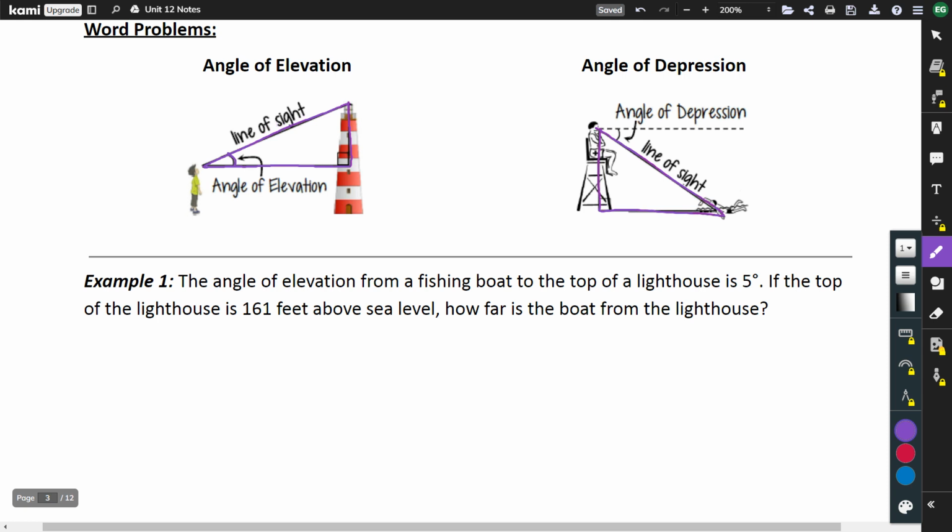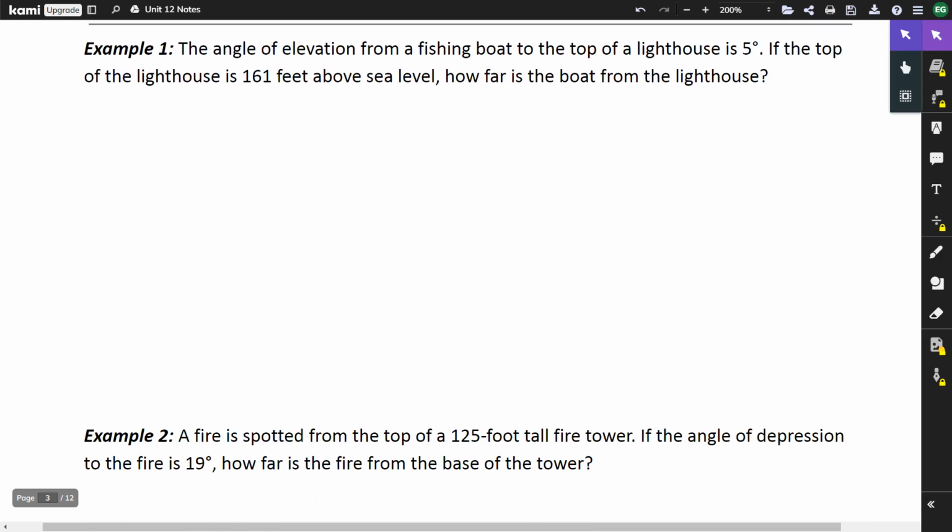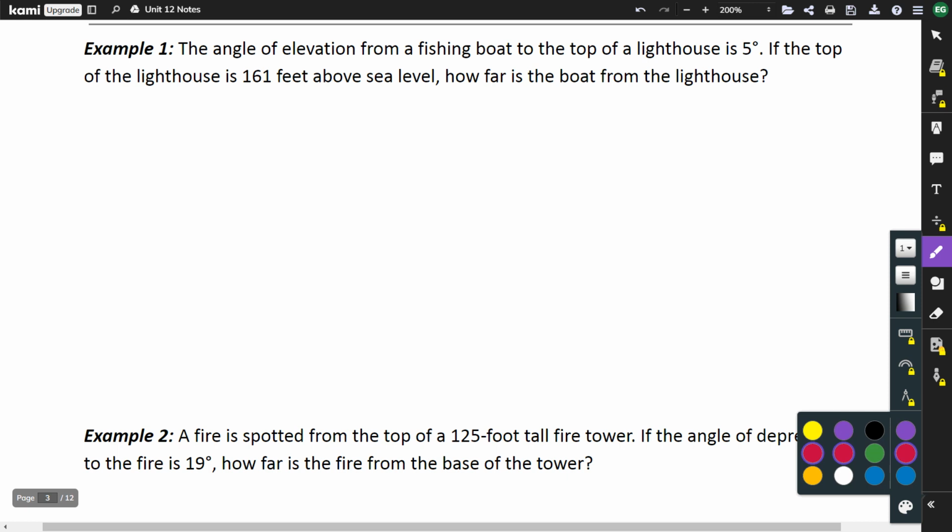So our line of sight, we're looking down at something, our angle of depression is going to be right here. It's measured between that line of sight and, again, a line that's perpendicular to our eyeballs. When we're setting up our pictures, we have to make sure that we're using the correct type of angle. And in these ones, we actually haven't specified what kind of angle to use.